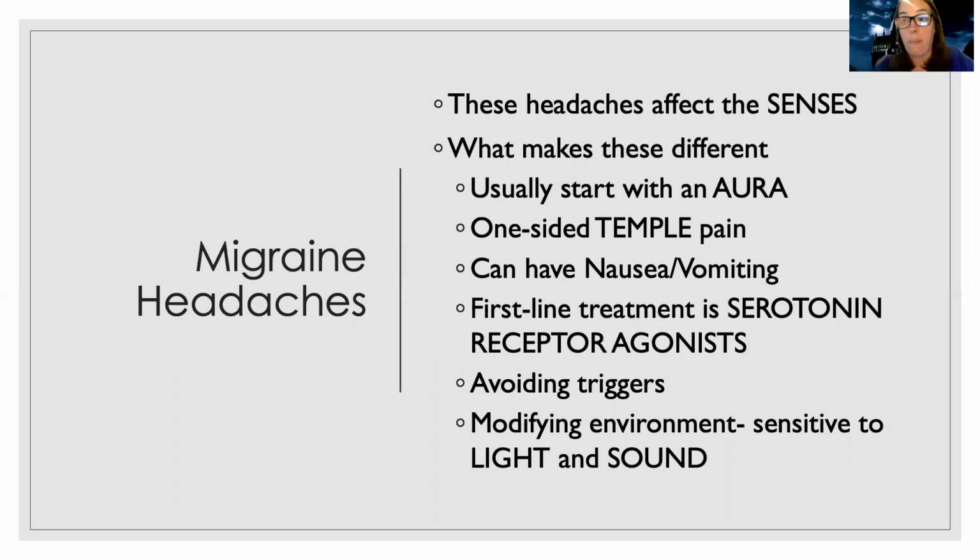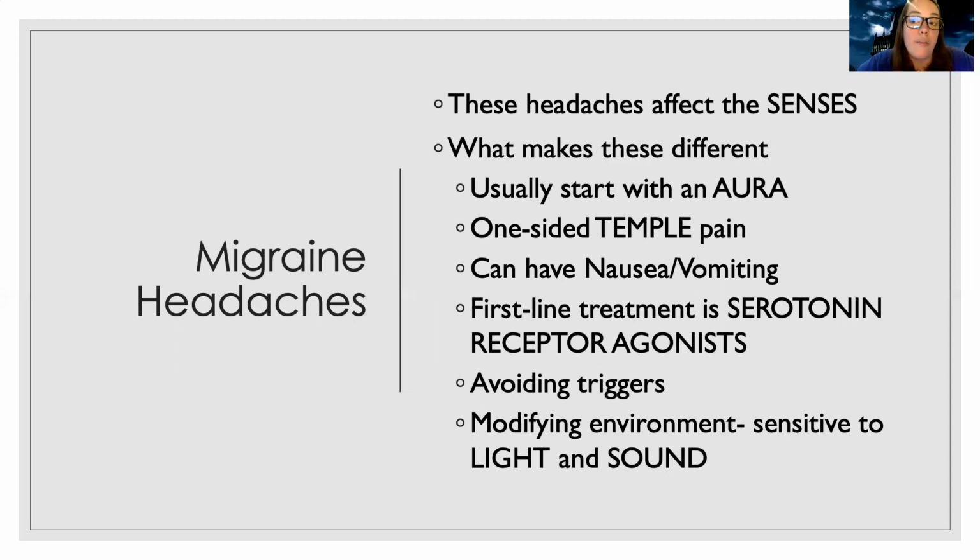Remember, with tension headaches, it's the band-like pain. For patients with migraines, it's one-sided and it's usually in the temple area of their head. These patients can have nausea and vomiting, and a lot more discomfort, like the GI symptoms and things like that related to their migraine.